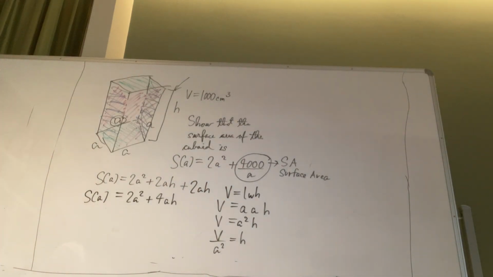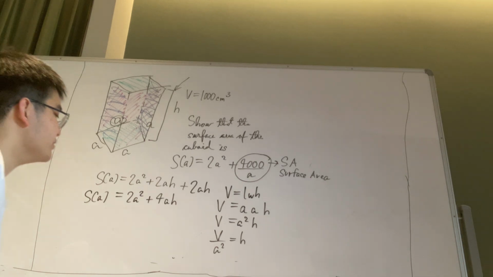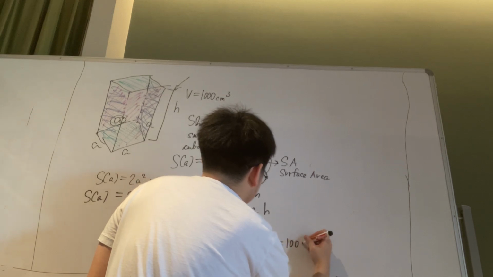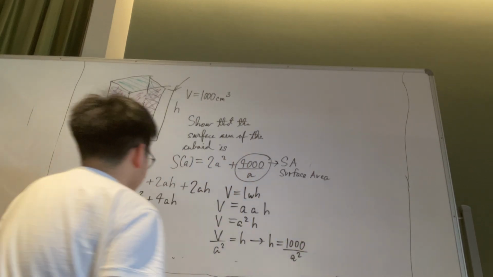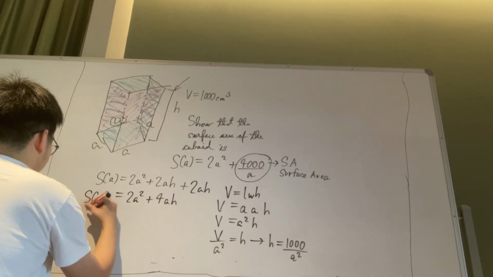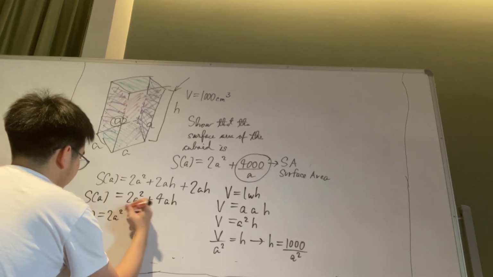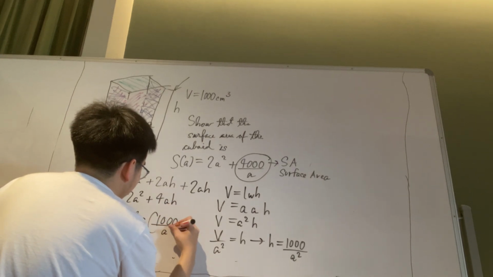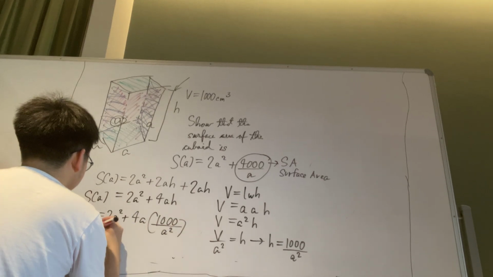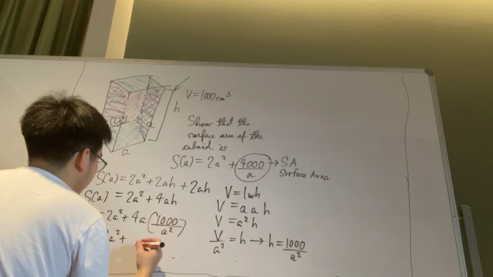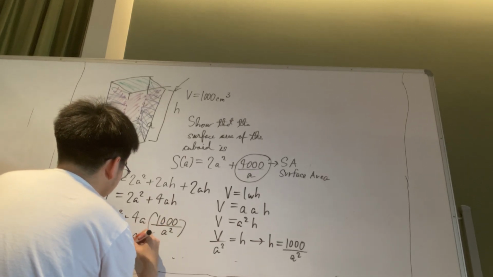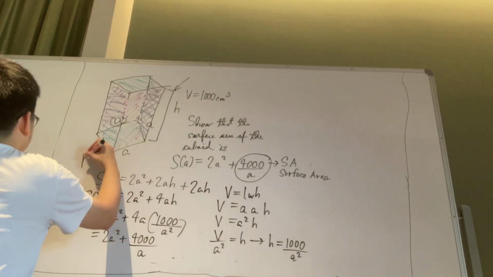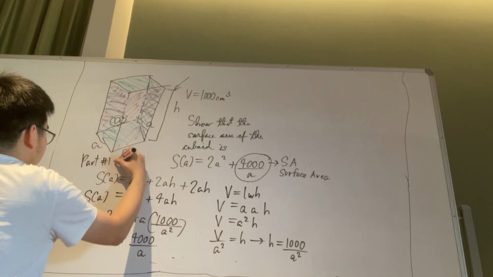Now you know that V equals 4,000. So H equals 4,000 over A squared. Then you just plug that H into here. So S of A equals 2a squared plus 4a times 4,000 over a squared. This a and this a cancel here. You get 2a squared plus 16,000 over a. Yay, that's part 1 done. This is going to be a 3-part question, so this is part 1, and we're done with part 1. Hooray.